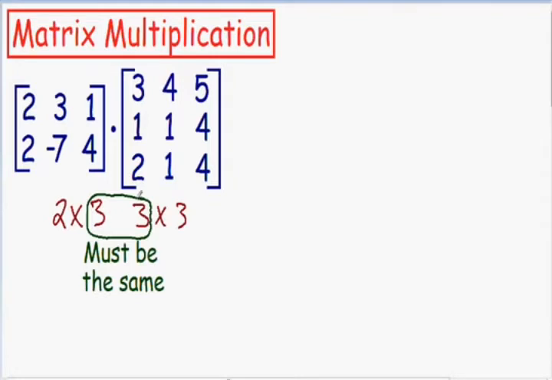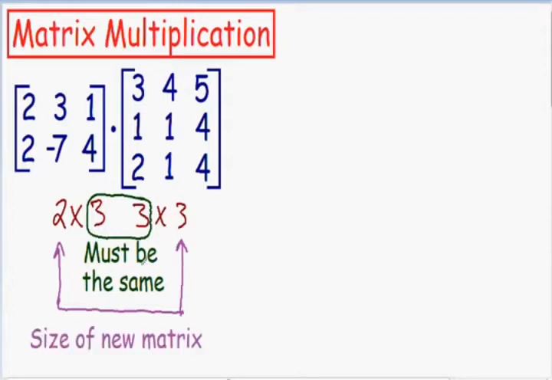After you make sure that your inside numbers are the same, then you can take a look at your outside numbers, and I'll draw some arrows to point to the outside numbers. The outside numbers will always give you the size of the new matrix after you're done multiplying. Since the outside numbers are a 2 and a 3, we know the size of the new matrix after we're done multiplying is going to be a 2 by 3 matrix. So let's just get started right away with this example.